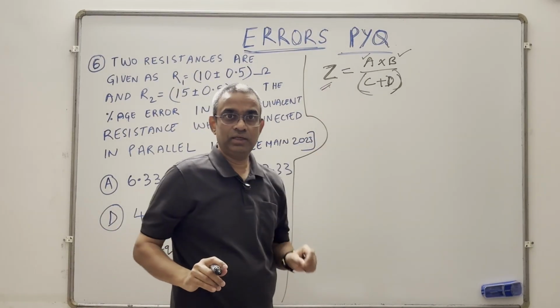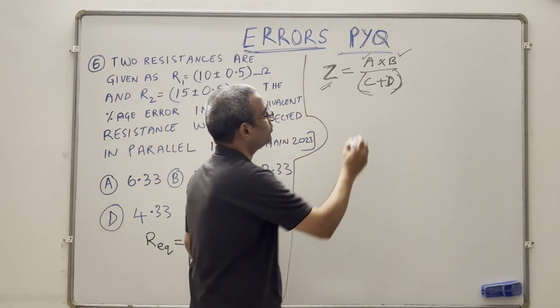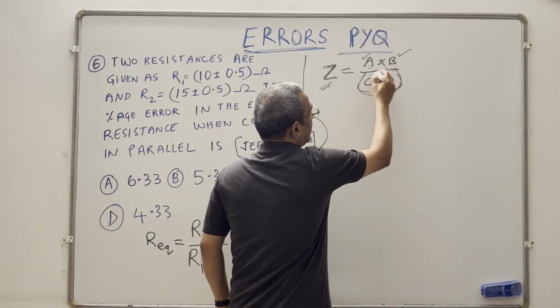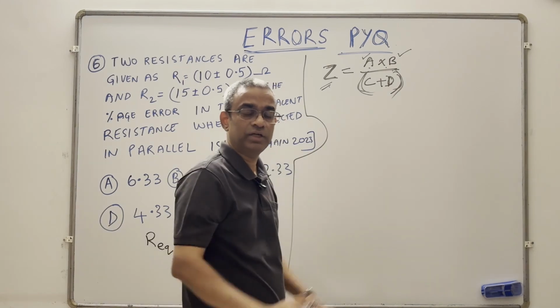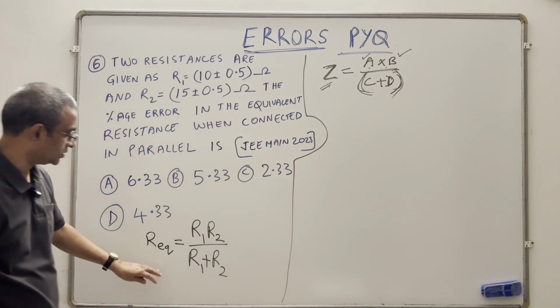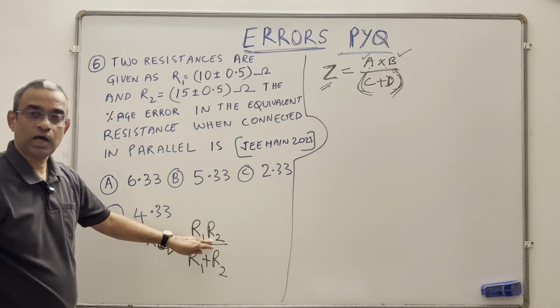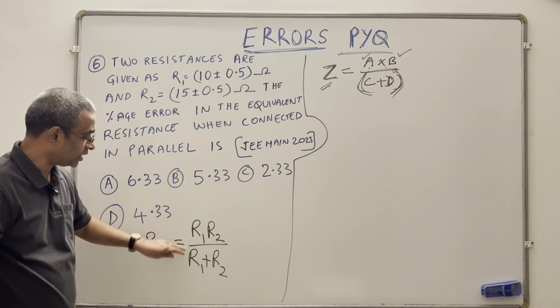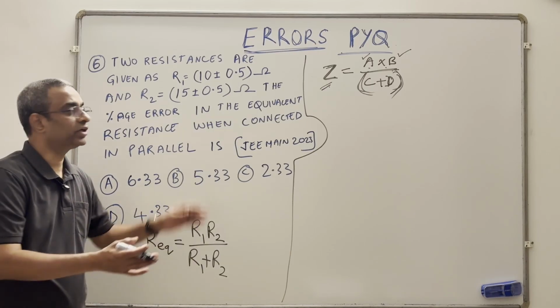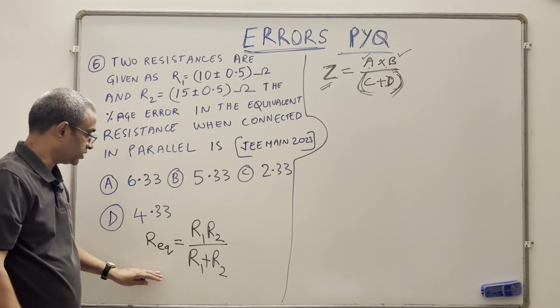But the rule is that we can add those only if all of these, A, B and C plus D, are independent of each other. They are all independent. They are all different. But here we can't do the same thing, because R1 and R2 are both in the numerator and in the denominator. So the numerator and denominator are not separate. So we cannot just add them.